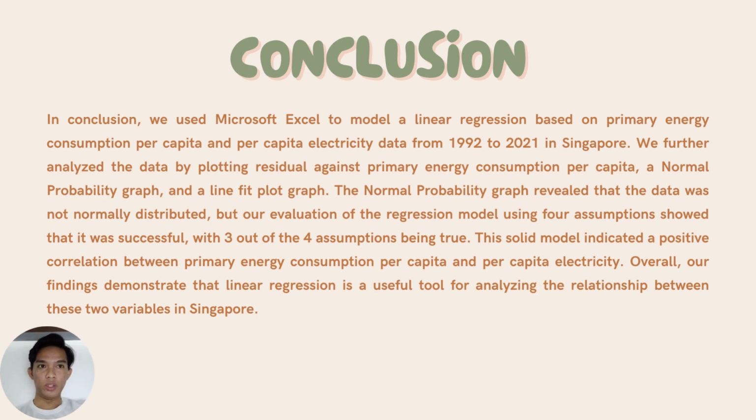In conclusion, we use Microsoft Excel to model a linear regression based on primary energy consumption per capita and per capita electricity data from 1992 to 2021 in Singapore. We further analyzed the data by plotting the residual against primary energy consumption per capita, a normal probability graph, and a line plot graph. The normal probability graph revealed that the data was not normally distributed, but our evaluation of the regression model using 4 assumptions showed that it was successful, with 3 out of 4 assumptions being true.